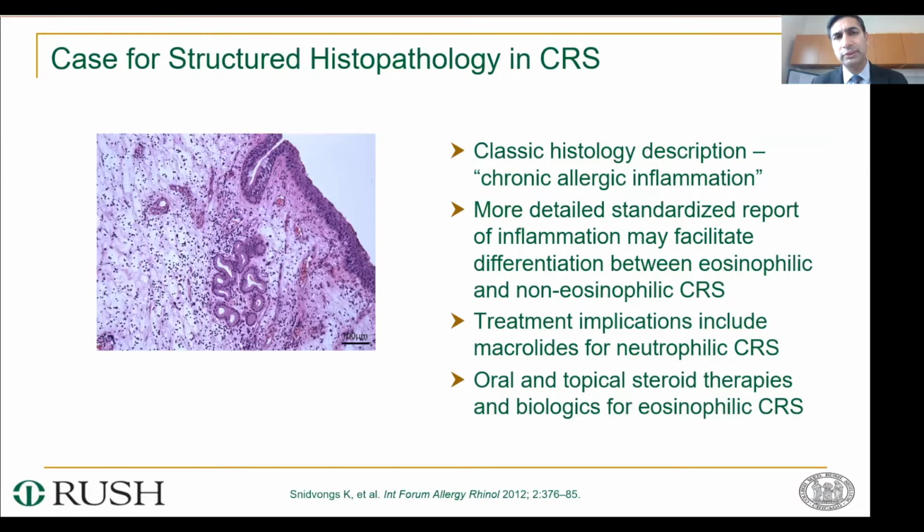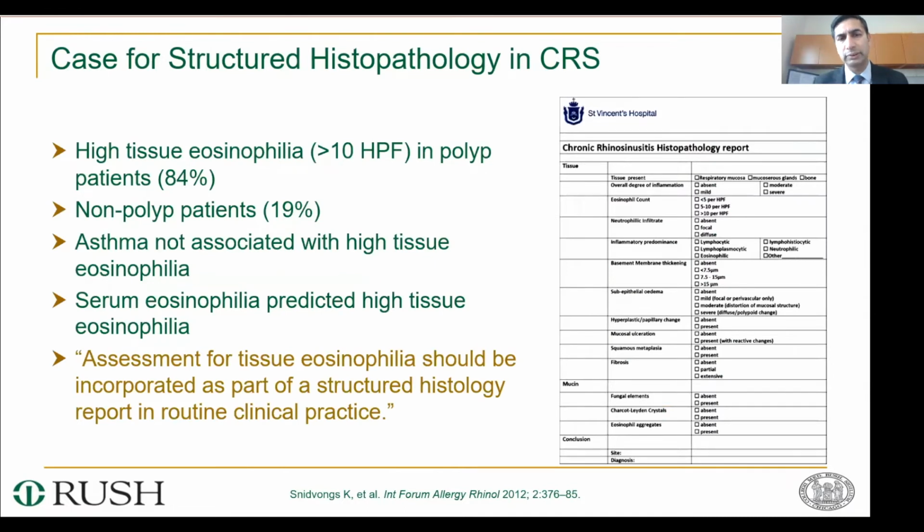So here you see another histologic example, and really this classic description of chronic sinonasal allergic inflammation, which is often what we see, is really not a sufficient categorization of the underlying tissue. And the more detailed standardized reporting can differentiate between the eosinophilic and the non-eosinophilic variants and can have treatment implications, whether it's macrolides for the neutrophilic CRS or oral and topical steroid therapies and biologics for the eosinophilic CRS.